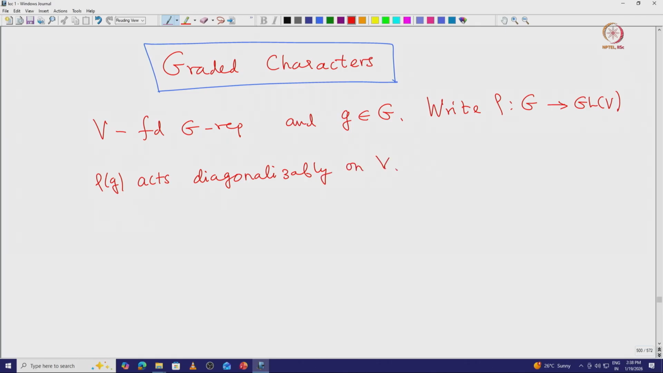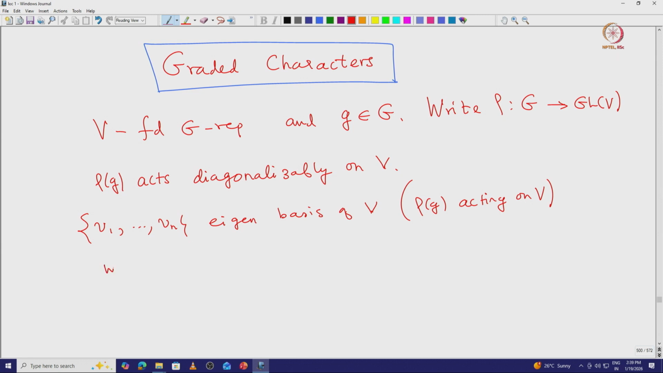on capital V. Because it is a diagonalizable action, we can have eigenbases for this operator acting on capital V. So let us denote v1 etc. vn to be the eigenbasis of capital V. That means it is an eigenbasis for the operator rho of g acting on capital V.